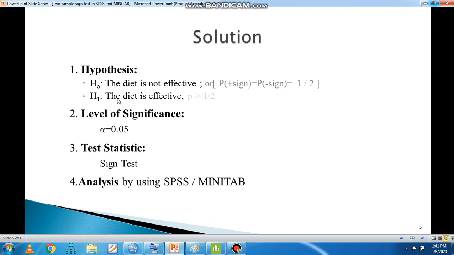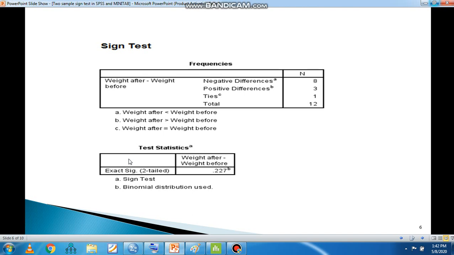Set up the hypothesis: the diet is not effective means the probability of a plus sign equals the probability of a minus sign, equal to 1 by 2 or 50%. H1 will then be that the diet is effective, meaning the proportion is greater than 1 by 2. Level of significance alpha 0.05. Test statistic: sign test analysis. We perform this using both SPSS and Minitab.